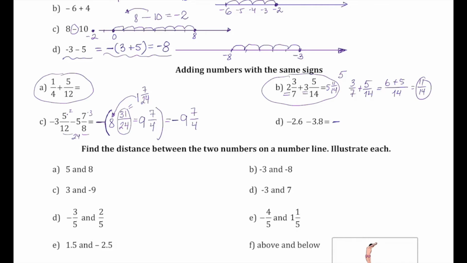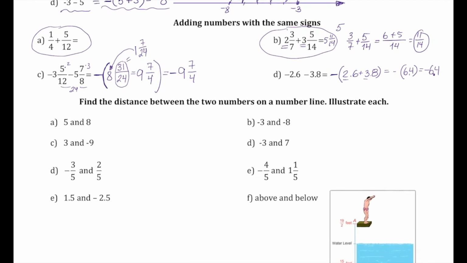Now, negative 2.6 and negative 3.8, again, they're both negative, so I can do the trick. I can put minus in front and then deal with what's inside the parentheses. 2.6 plus 3.8, 2 plus 3 is 5. 0.6 and 0.8 is 1.4, so together this will give me, in parentheses, 6.4 with a minus, so negative 6.4 is your answer. There's my point right there.